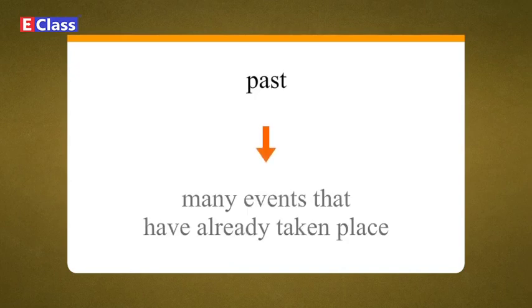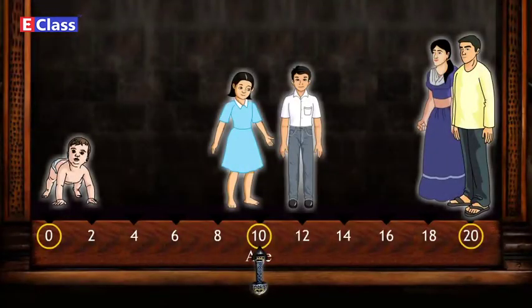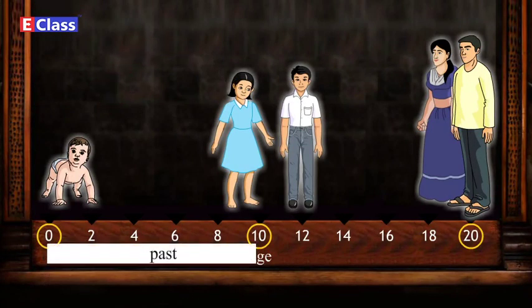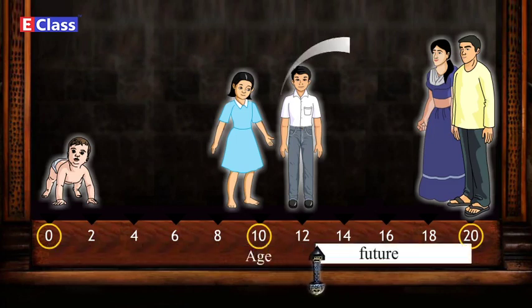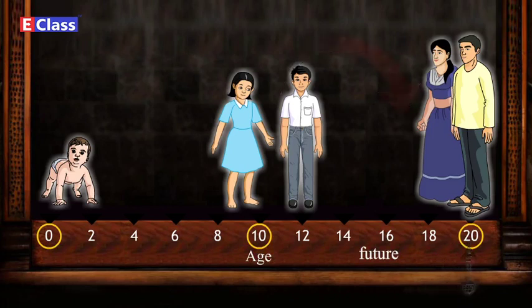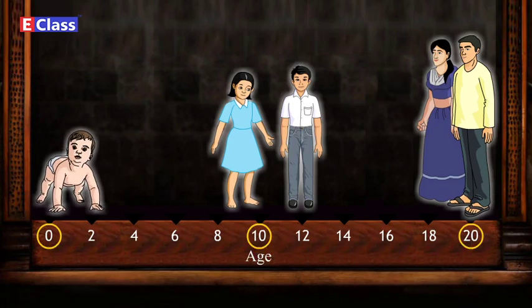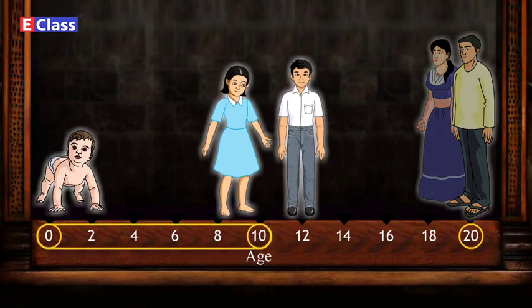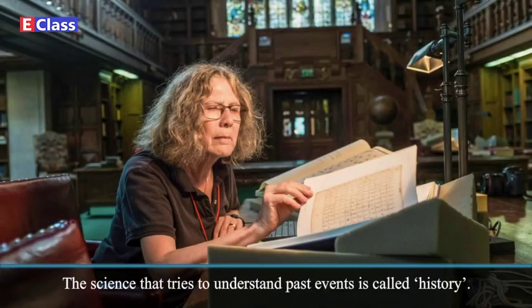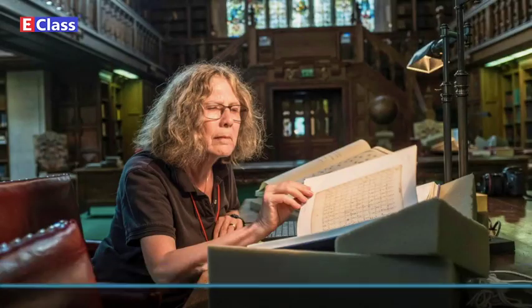The past includes many events that have already taken place. For example, if you are 10 years old today, it means that the event of your birth happened 10 years ago in the past. Similarly, after 10 years from now, that is, in the future, you will be 20 years old. The time gone by between today and the day of your birth is your past, the past in the life of a person. The science that tries to understand past events is called history.